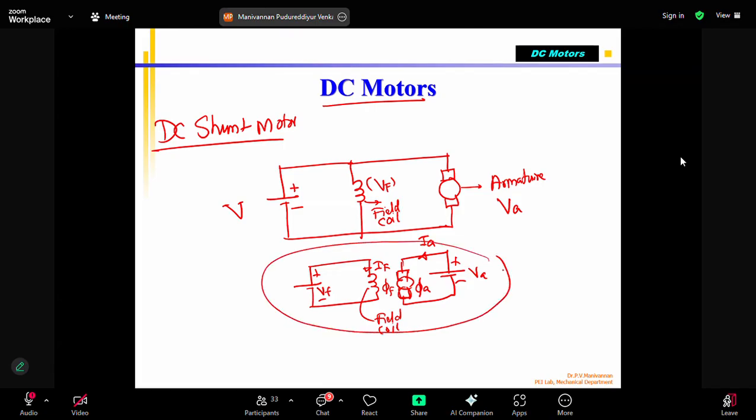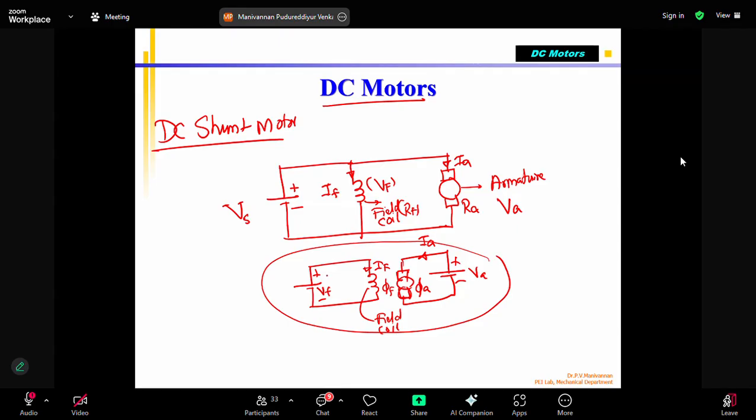But sometimes some books, for understanding purposes, show a single power supply. But what you need is two current sources. One current is flowing, this is my IF. This is my IA, and the armature has resistance RA and the field coil has resistance RF. And this is the supply voltage, I say VS. The same DC power supply is applied with the same voltage, because this is called a parallel connection.